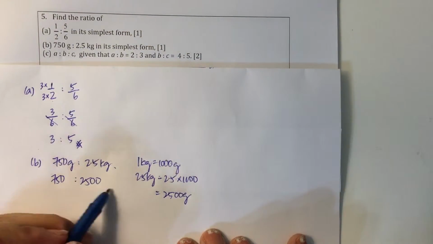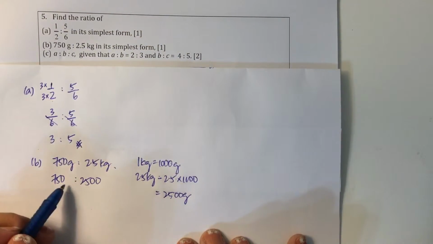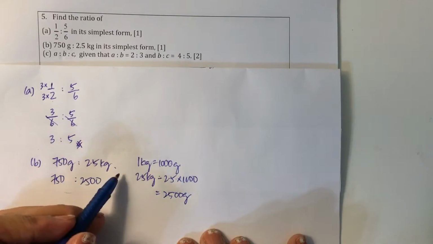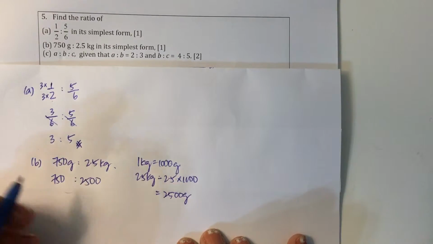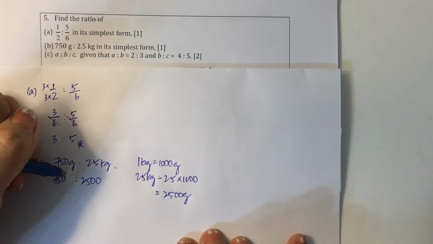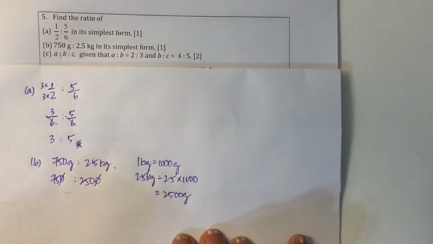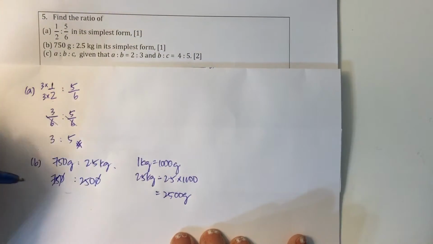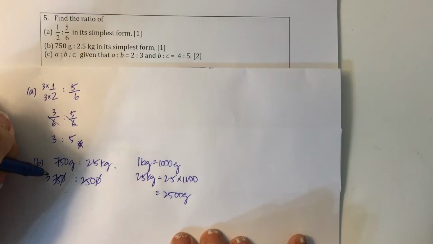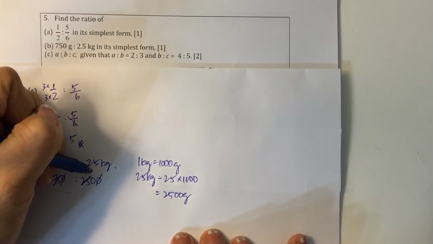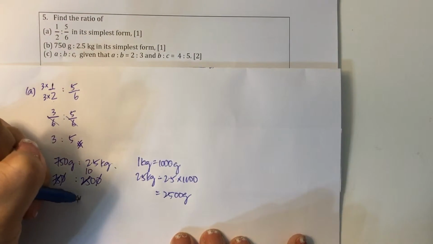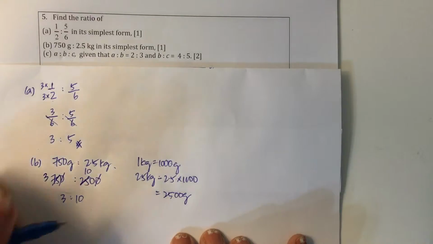Since we are comparing ratio, ratio has no units, so there's no need for us to put the units there. Then now we will simplify. Divide by 10 on both sides. Divide by 25 on both sides. That gives me a 3. And that gives me a 10. So the simplest form would be 3 is to 10.